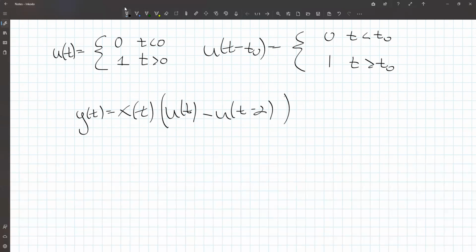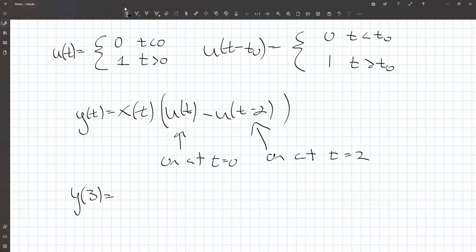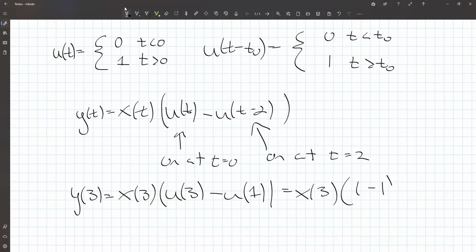Well, my y of t is only going to be non-zero in between 0 and 2, because at t equals 0, this one turns on. At t equals 2, that one turns on. So y of 3 is going to be equal to x of 3, u of 3 minus u of 1. X of 3, I don't know why I started writing a 5, but I get 1 minus 1, which is equal to 0. So we use these pretty much as switches.